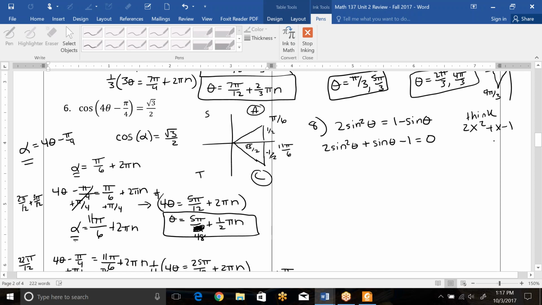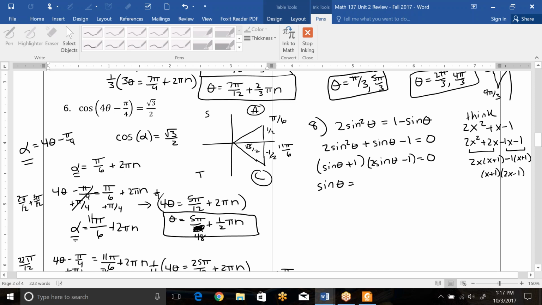So we would do 2 times negative 1, which is negative 2, and it looks like the middle, we would split this into 2x and minus 1x if we're doing factor by grouping. So this would be 2x, x plus 1, and minus 1, x plus 1. So this factors into an x plus 1 and a 2x minus 1. So remember, we're going to use sine instead of x. So sine theta plus 1 and 2 sine theta minus 1. Set them both equal to 0. This would be negative 1, and this one would be add 1 divide by 2, so 1/2.